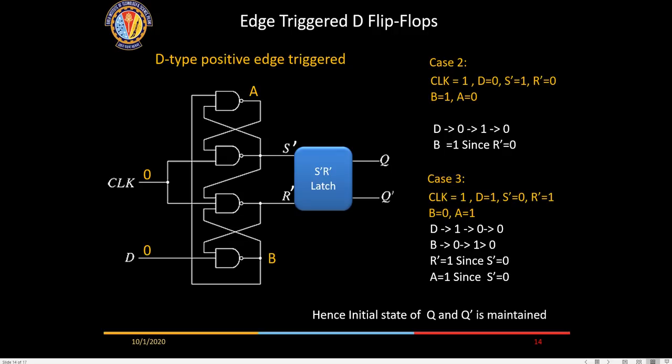Sir, we don't set S dash and R dash, right? We only set clock and D. Yeah, we only have the option of clock and D. These are the two inputs, clock and D, and two outputs, Q and Q bar.